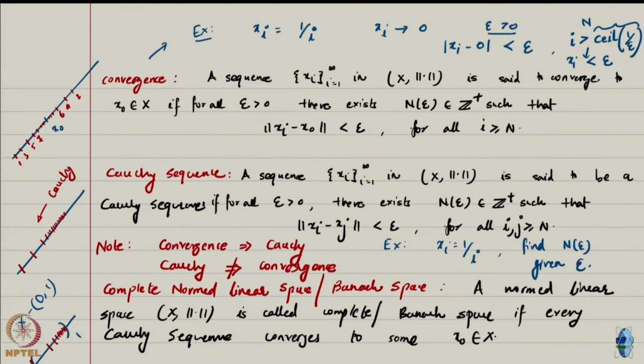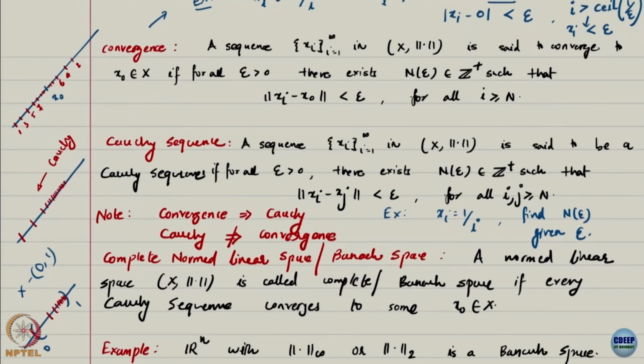And so there is this Cauchy sequence. What is the Cauchy sequence? Exactly what you were saying. A sequence is said to be Cauchy if for all epsilon positive there exists an integer n such that the norm of xi minus xj is less than epsilon for all i, j greater than or equal to n.